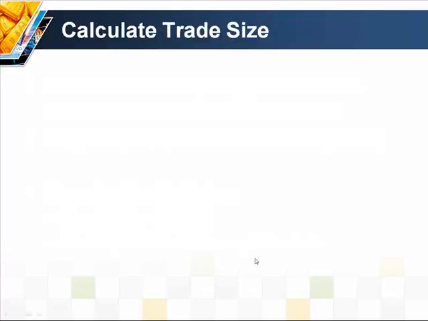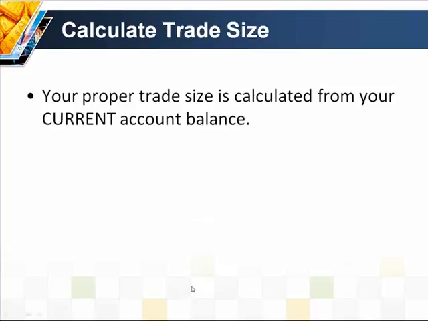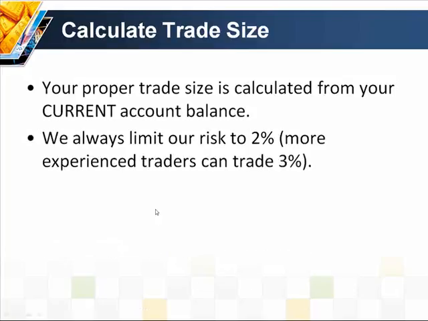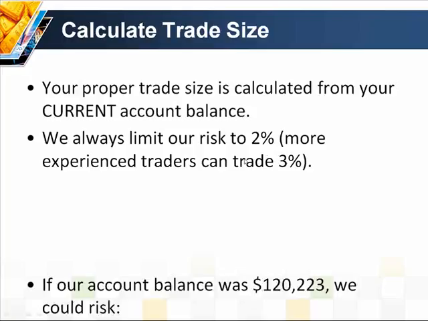And from that, we can also work to calculate a trade size and then calculate how much we are allowed to risk. Your proper trade size is always calculated from your current account balance. And to calculate it, you should use a % R or % risk level. We always limit our risk to 2%. As a more experienced trader, you might move that up to 3%, but especially when you're starting out, 1% or 2% is a common number.